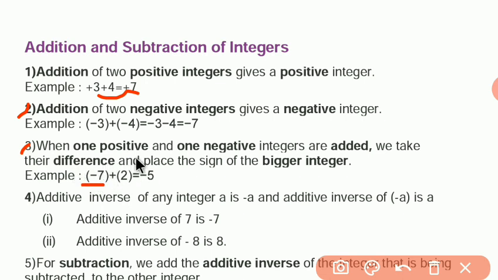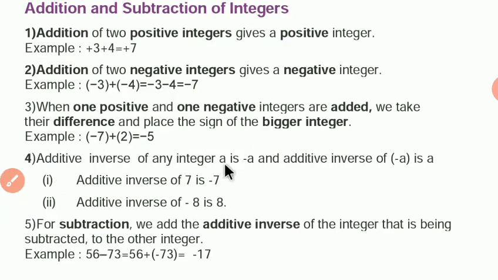So when we add one positive and one negative integer, first we take the difference, meaning we subtract, and then we put the sign of the bigger integer, whether it is minus or plus. Here it is given in minus, so we have written the answer as minus 5. Now fourth one.